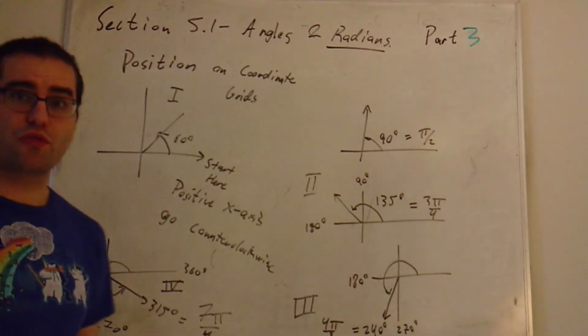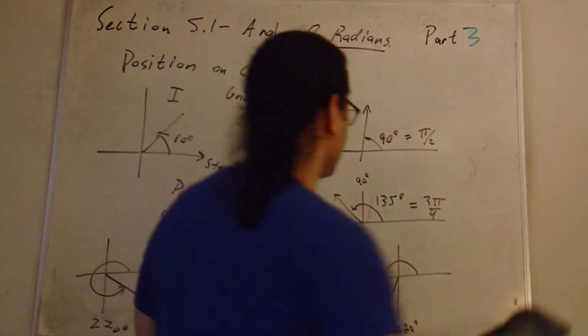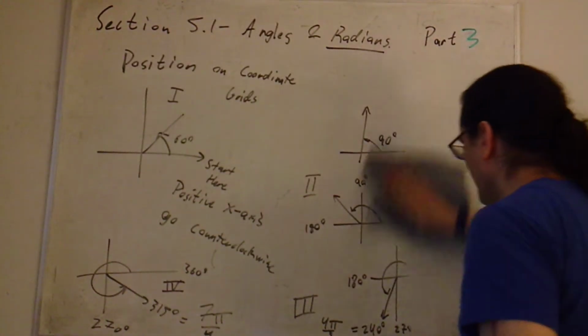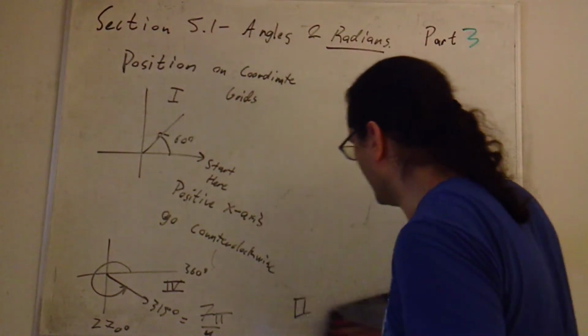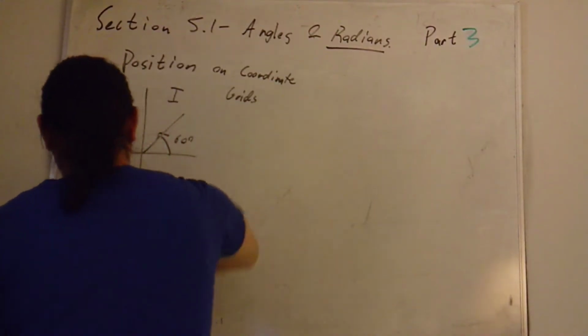So these angles that are bigger than 360 definitely exist, and we need to talk about them. And to talk about them, we need to have an idea of something called coterminal angles.